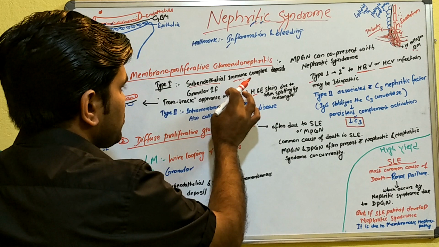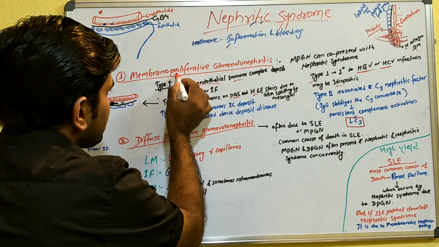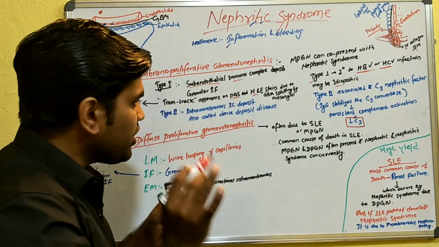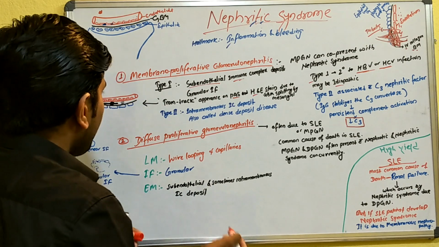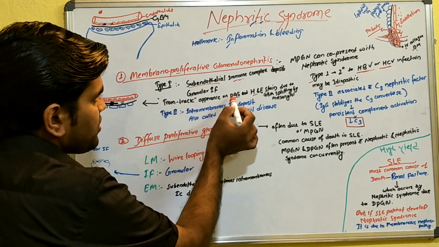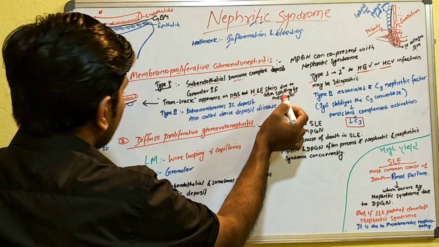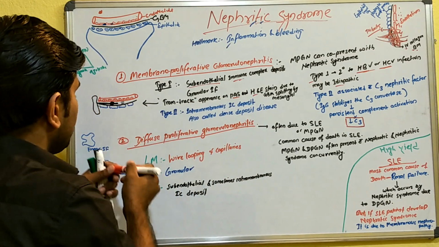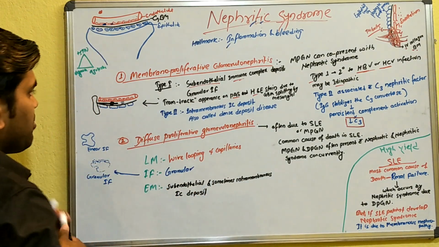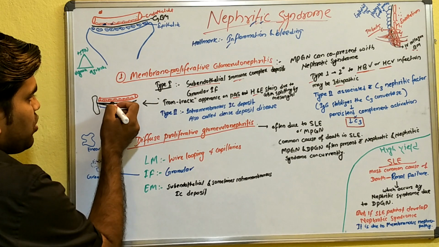This is the membrane damage. Okay. Now, since they are talking about the proliferative name, proliferative helps us remember that there is a tram track appearance on the PAS and H&E stain due to this glomerular basement membrane. You see, here is your glomerular basement membrane. Okay, and there is immune complex deposition.